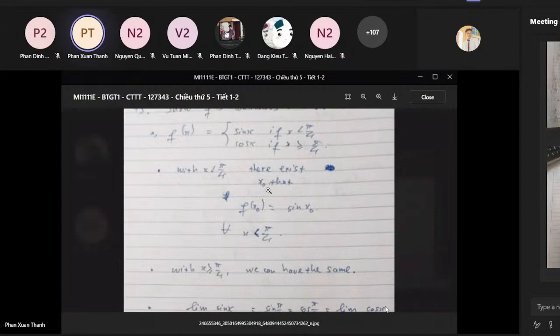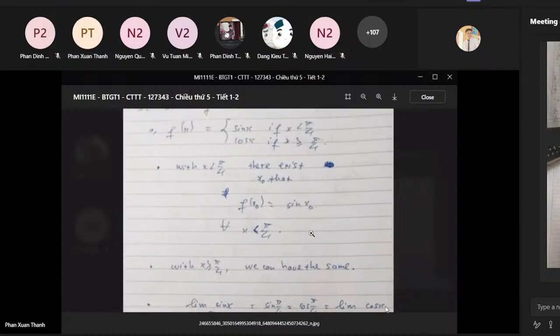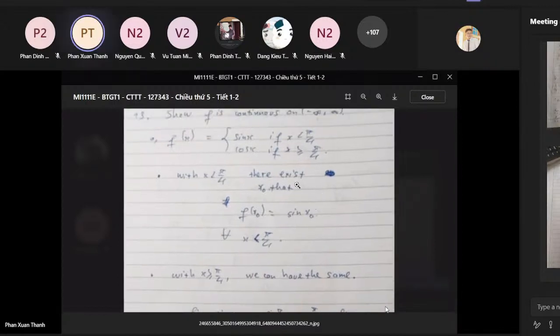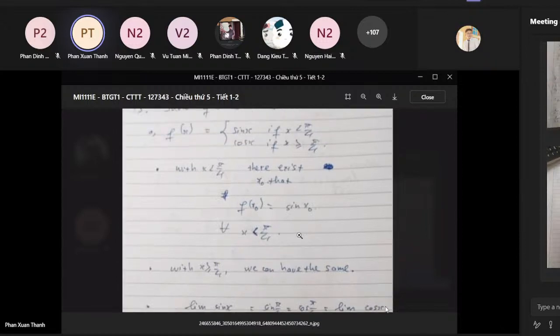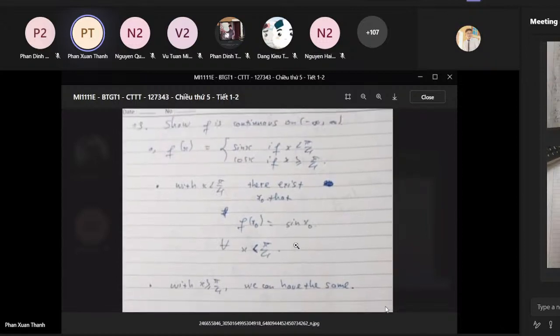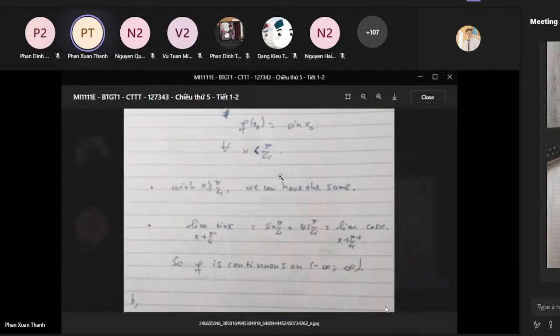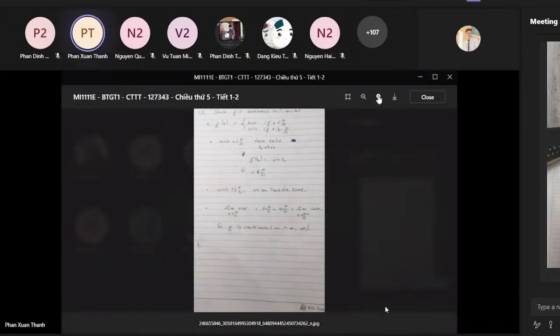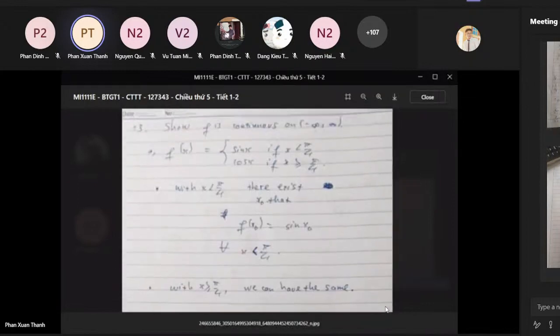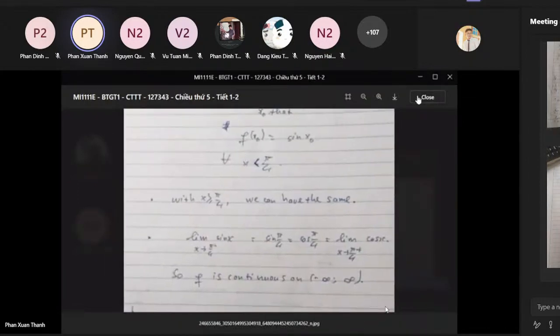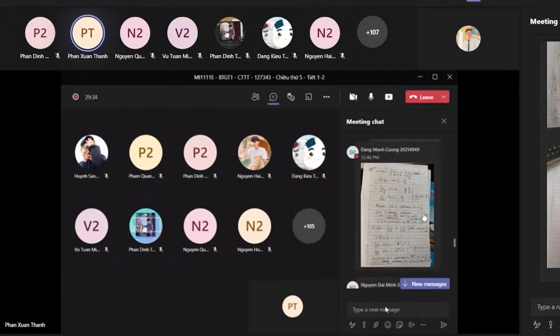So that's it, H0 such that f at H0 equals sine H. Okay, I don't understand the solution, the answer. Why is there H0 such that f at H0 equals sine H0? So what do you want to say? This is not correct. I don't understand the solution. This is not a correct solution for the exercise. Okay, let me check one more, please.